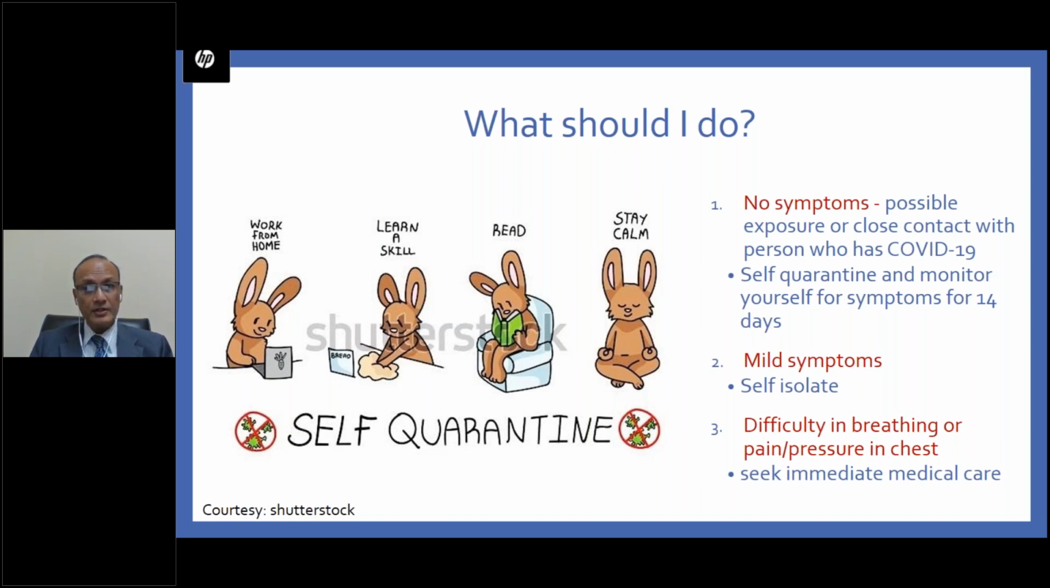Right? So what shall I do? If you have no symptoms and a possible exposure or close contact with a person who has COVID, then you must self-quarantine and monitor your symptoms for at least 14 days. If you develop mild symptoms, you can self-isolate. Now, this can happen usually in the healthcare institutions, but in certain parts of the world where there are limitations in the infrastructure or the healthcare facility, it can also be done at home under the guidance and supervision of the healthcare authorities. If you develop difficulty in breathing or develop pain in the chest, then obviously you must seek immediate medical attention.